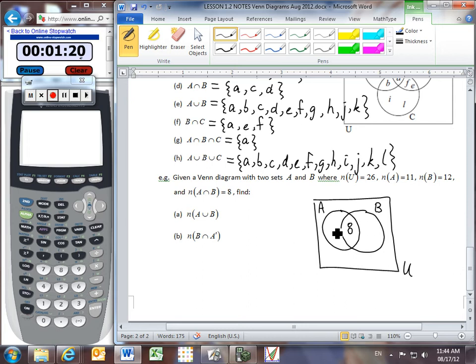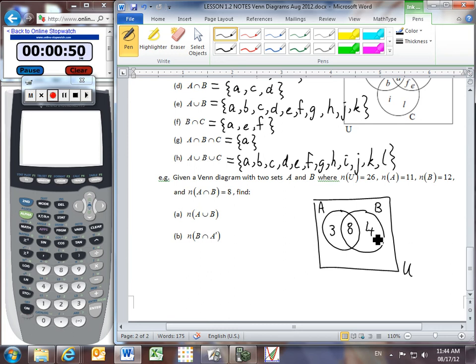And remember that there's only a total of 11 objects inside set A. So if we've already got 8 of them inside circle A, and there's a total of 11 inside circle A, how many must be left over to go in this region here? Clearly, 3 of them. 11 minus 8. And if we've got 12 objects inside circle B, and 8 of them have already been used in the intersection, 12 minus 8 leaves only 4 to go on the outside.